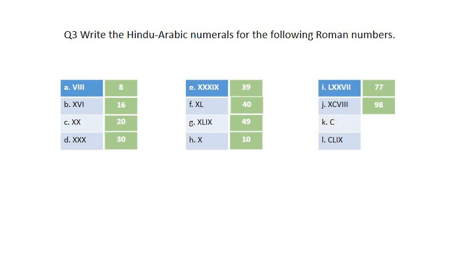Okay students, what is the value of C here? What do we write down in Hindu Arabic? The value of C is 100. Okay, the next one is CLIX. Okay, IX. Students, you know what IX is here? The value of IX is 9. So we will take CL together.